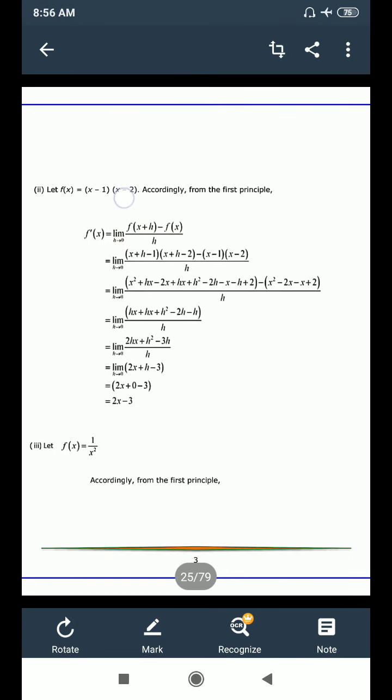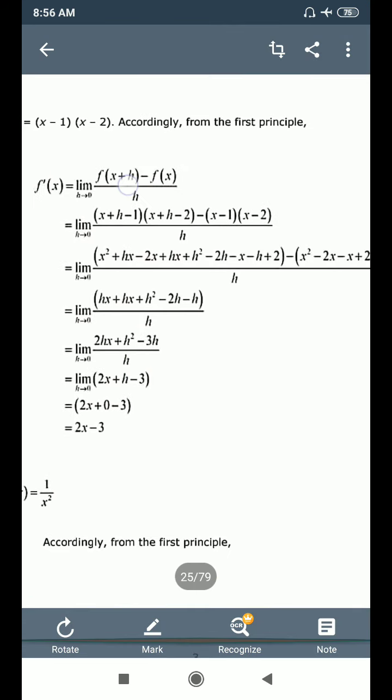f(x) is given as (x minus 1) into (x minus 2). So f dash x, always mention this as the formula. f dash x is equal to f(x plus h) minus f(x) divided by h. So we'll calculate f(x plus h) by replacing x by x plus h in this expression. Actually this is nothing but x square minus 3x plus 2.